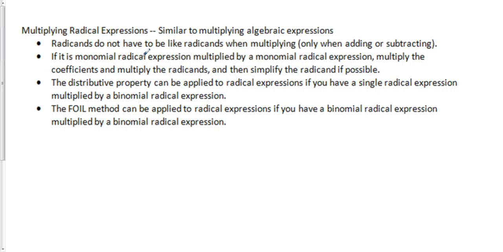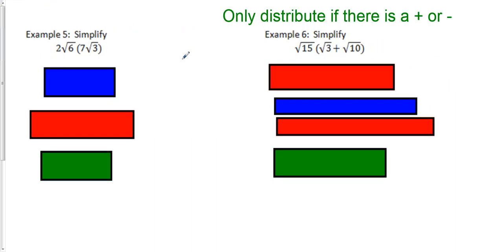If it's a monomial radicand expression multiplied by another one, you just multiply the coefficients and multiply the radicands. Then simplify if you can. But if there's adding and subtracting, you'd have to use the distributive property. So if it's one radical piece times a binomial of radicals, then you would just distribute. If it's two binomials, though, you'd have to double distribute, or remember, that would be called foiling. The FOIL method can be applied to radical expressions if you have a binomial radical expression multiplied by another binomial radical expression. And we'll see examples of all of those.